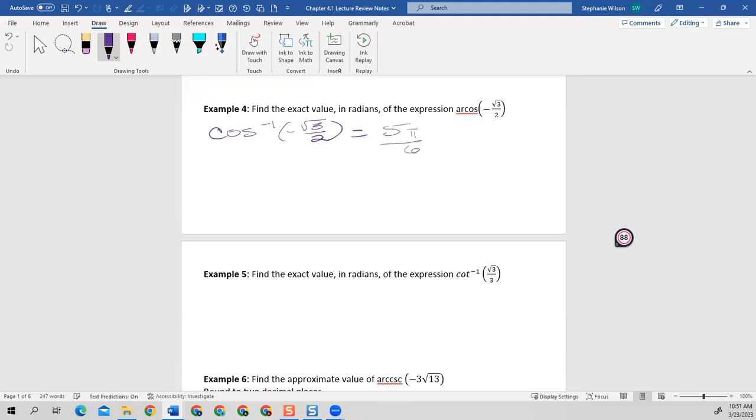So again, we're going to go find the exact value on the unit circle of the square root of 3 halves. And this negative is telling me it's going in a clockwise notation. It gives me pi over 6.